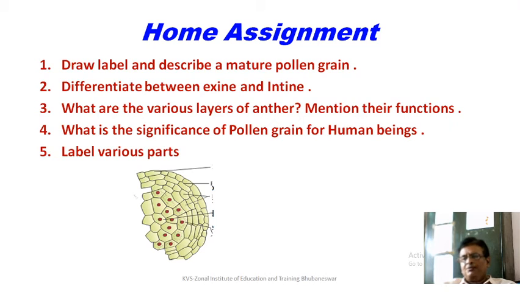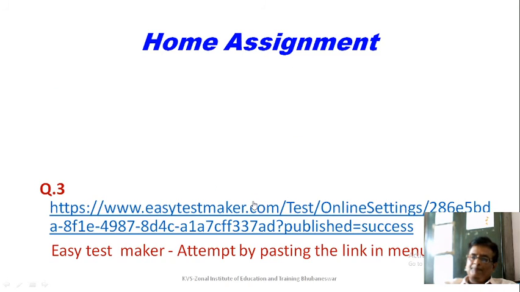Now I want to give you some home assignments. Try it back at home. You have to draw, label and describe a mature pollen grain, differentiating between exine and intine. Then you have to tell what the various layers of the anther are and mention their functions. Then what is the significance of pollen grain for human beings. And a cross section of the anther has been given; you have to label the different parts.